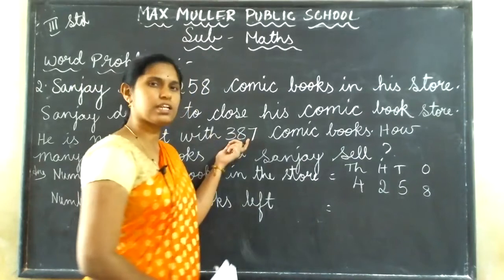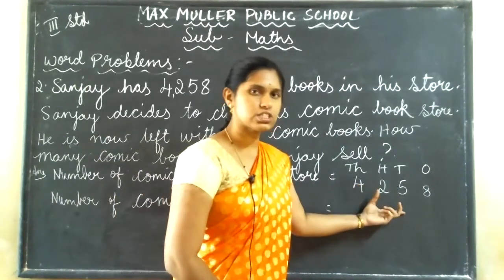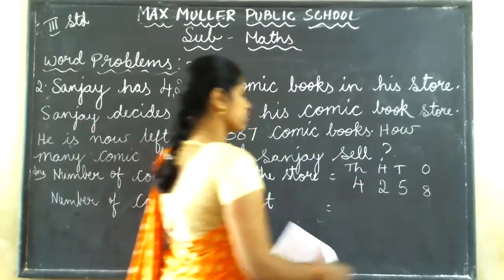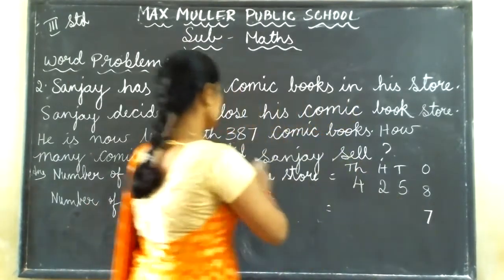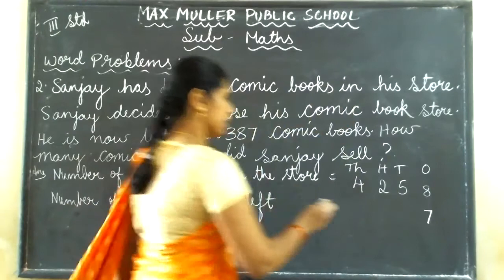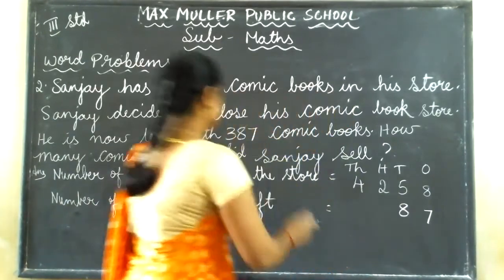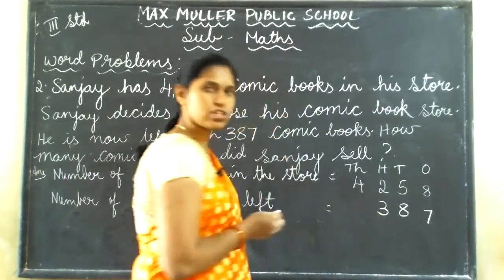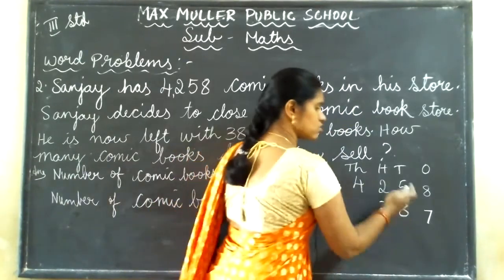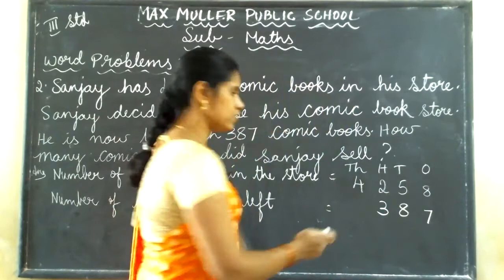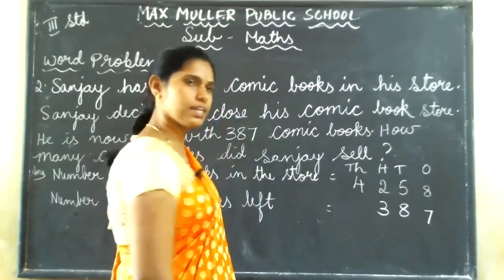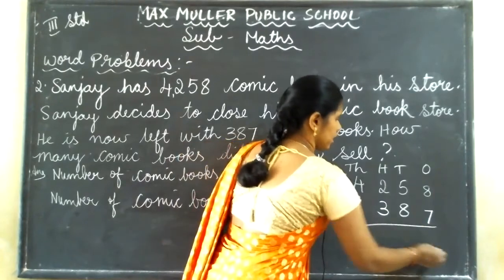So how are you going to write? Here you can see 3 digits, here 4 digits. Which place are you writing 7 in? In ones place. This 8, where are you writing? In tens place. This 3, where are you writing? In hundreds place. Understood all of you? From ones place you have to start to write. Don't write from this side. You have to write from ones, tens, hundreds. Understood? Next.